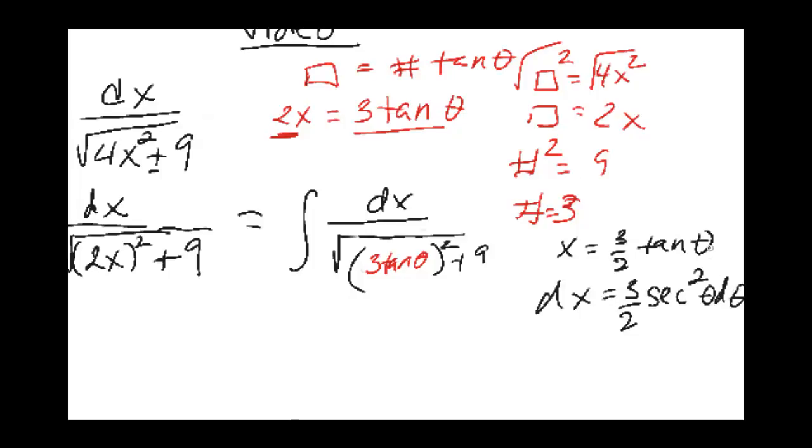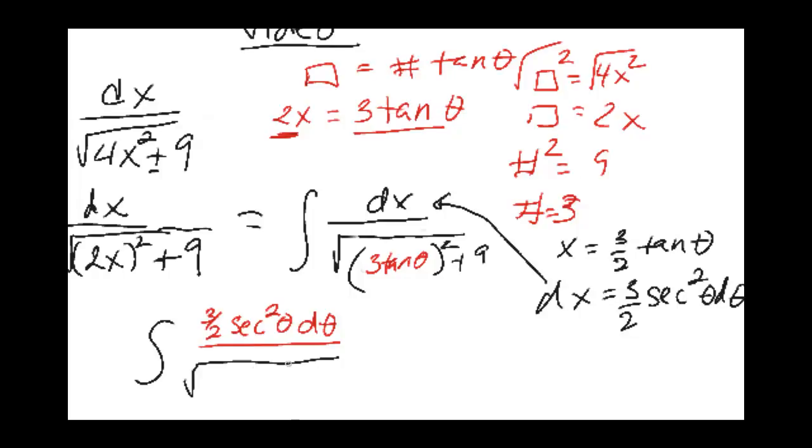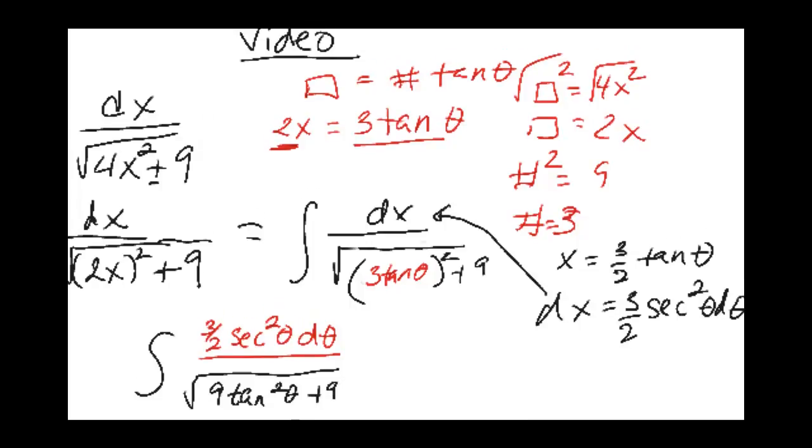Alright, so at that point, now that I have that, I can plug that in up here for the dx to get a new problem, and again, I'll write the new part in red. So 3 halves secant squared theta d theta over, I'm going to square that to the 9 tan squared theta plus 9.